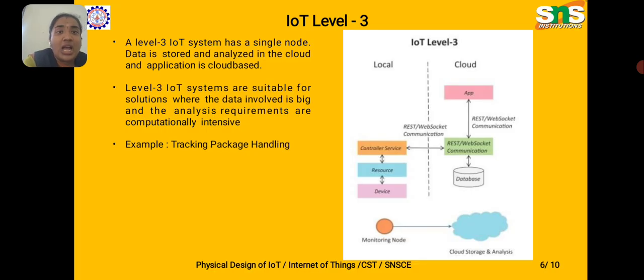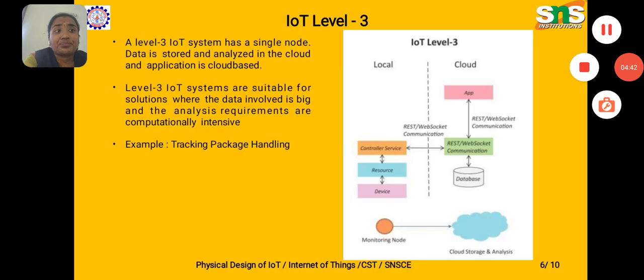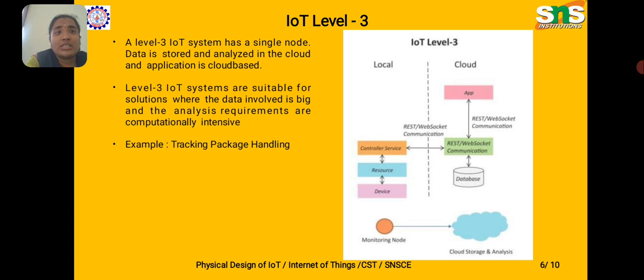In level 3, the IoT system has a single node, data is stored and analyzed in the cloud, and the application is cloud-based. Level 3 IoT systems are suitable for solutions where the data involved is big and the analysis requirements are computationally intensive. Example: tracking package handling. At the time of tracking package handling, we have to see many things, because handling a package is not that easy when compared to other levels.